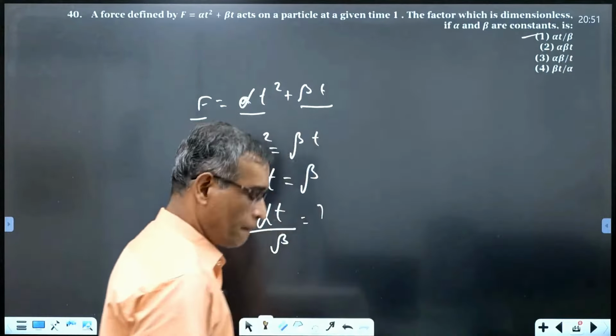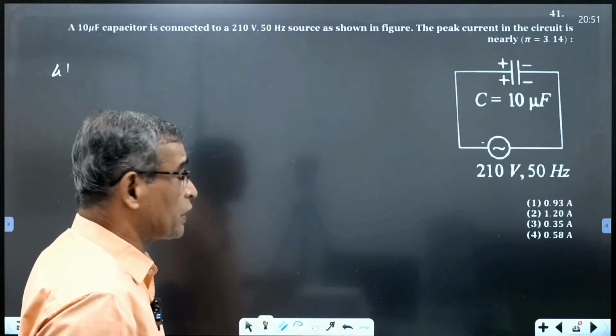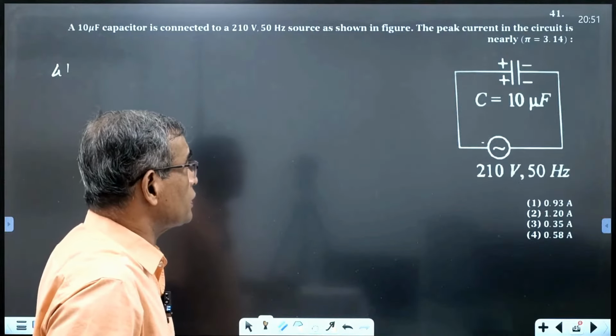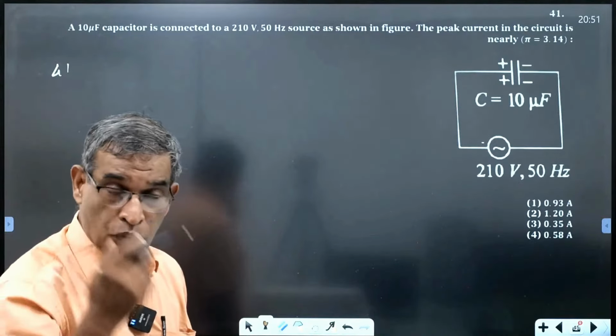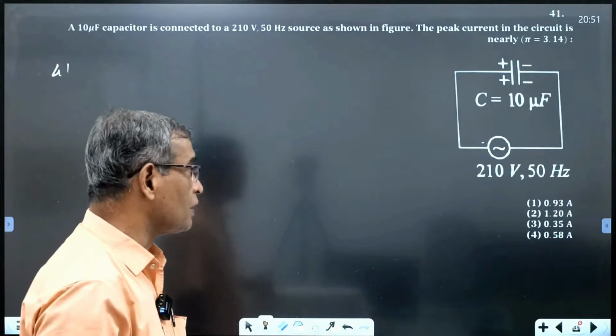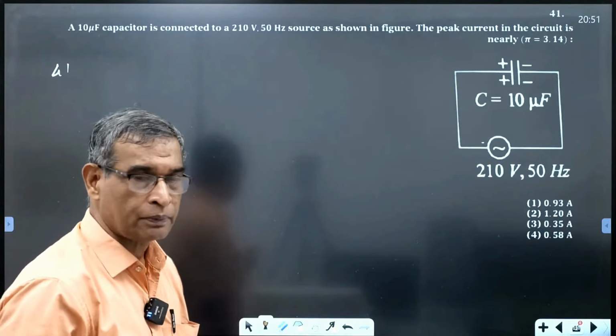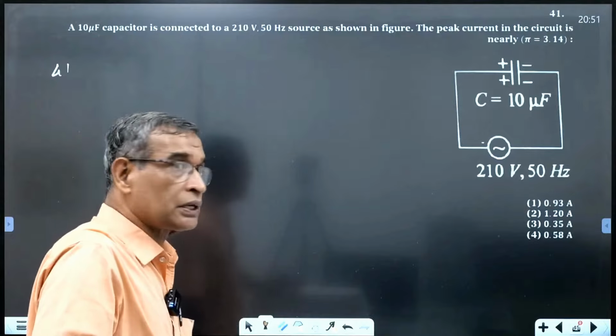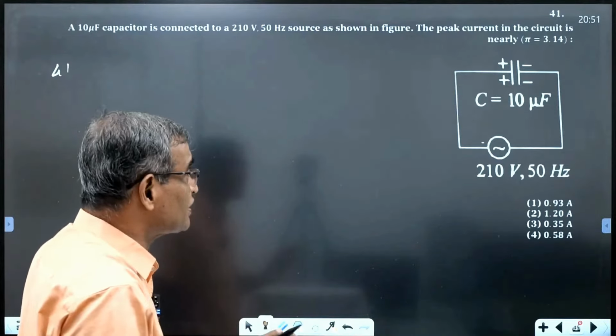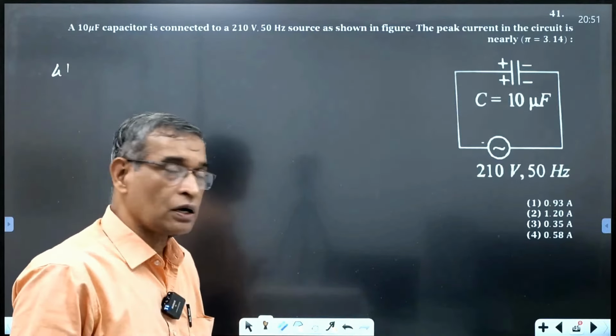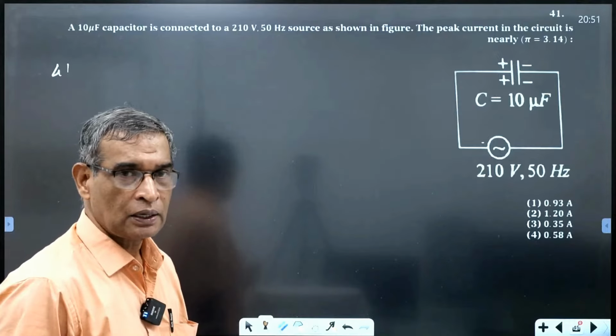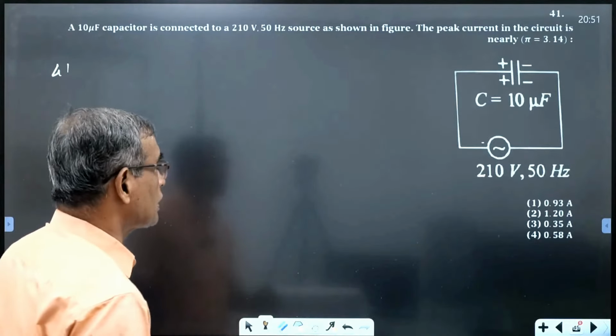Forty-one. A 10 microfarad capacitor is connected to a 210 volt, 50 hertz source as shown in the figure. Find the peak current in the circuit. We know the voltage in an AC circuit is given as the RMS value, 210 volt RMS. Now we can calculate the RMS current. This is simply a capacitor-only circuit. Then what is the current?